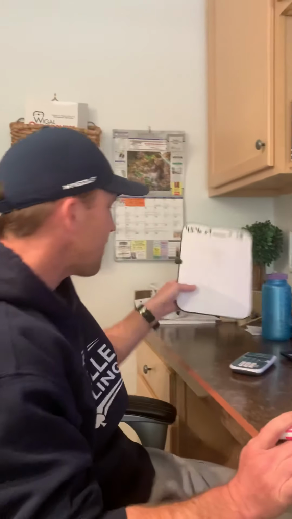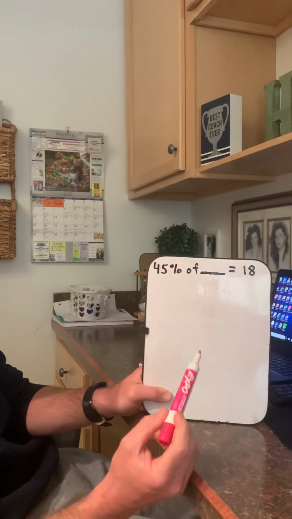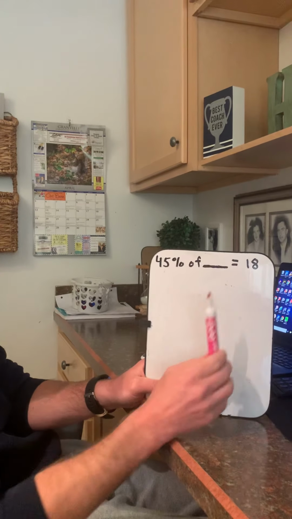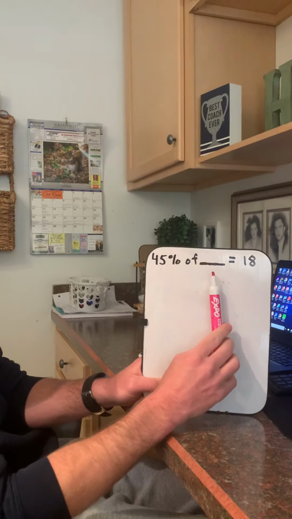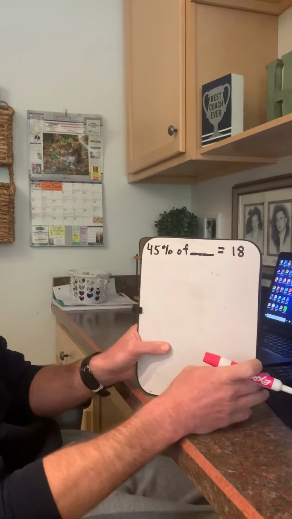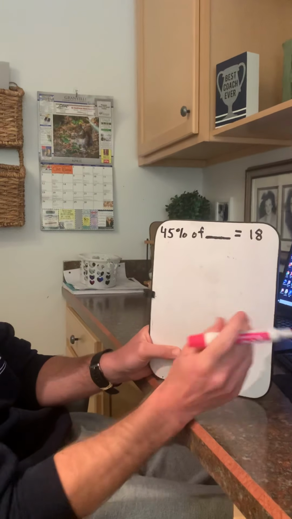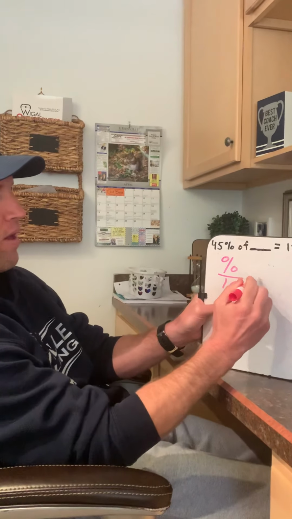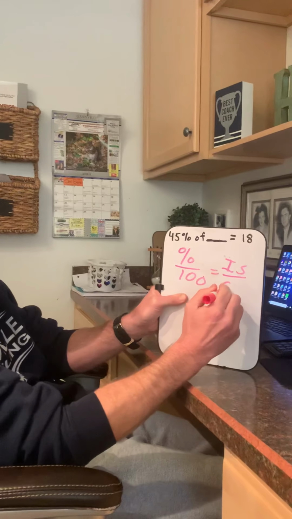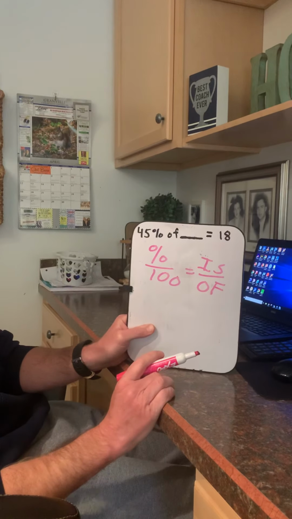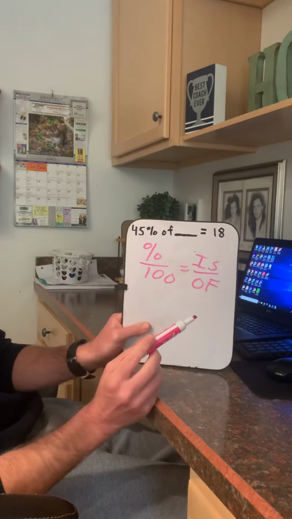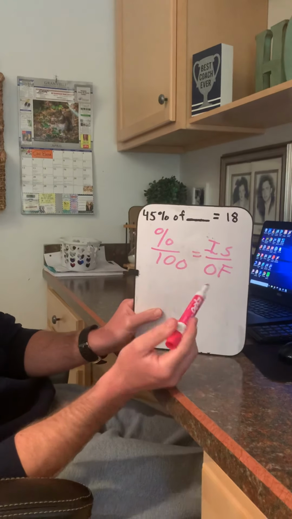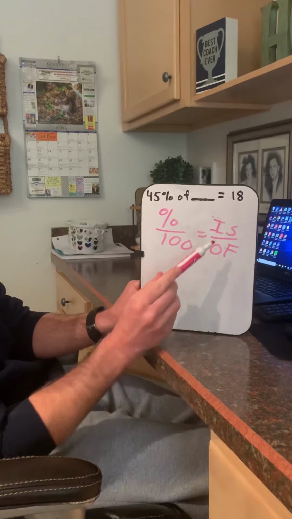Last one. It'll look like this on Edulastic tomorrow: 45% of blank equals 18. 45% of what equals 18? You may remember earlier this school year, back when we were in the classroom, we did problems that looked like this: percent over 100 equals is over of. The way we remembered that was OH-I-O. Percent over 100 equals is over of. Is goes on top and of on the bottom, so I would say OH and you guys would say I-O.